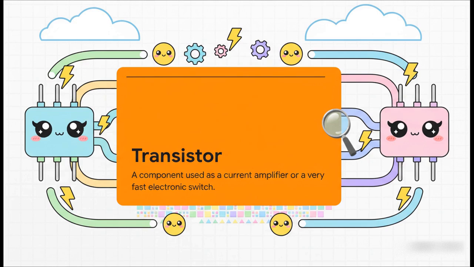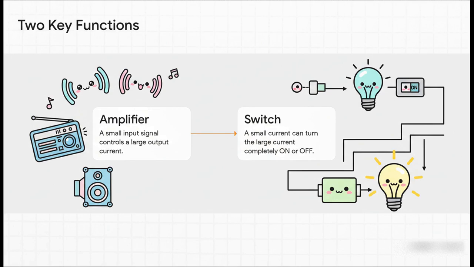A transistor lets a tiny, tiny electrical current on its middle pin, that's called the base, control a much, much bigger current flowing between the other 2 pins. And this ability to control a big flow with a tiny one gives it 2 superpowers. First, it can be an amplifier. You put in a weak signal, you get a strong signal out. That's the heart of all radio and audio tech.